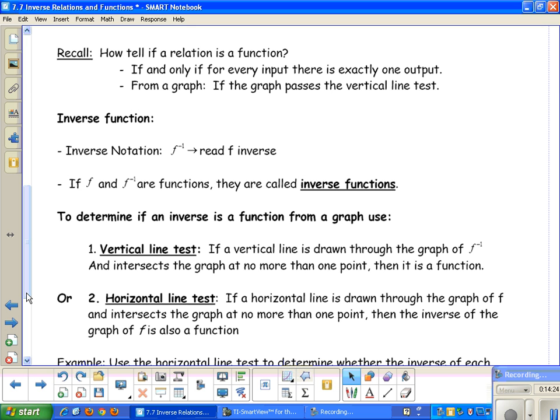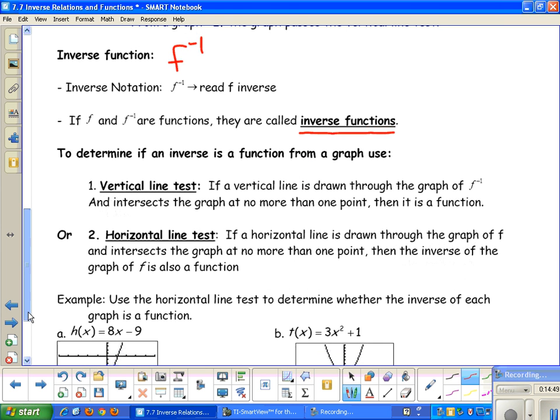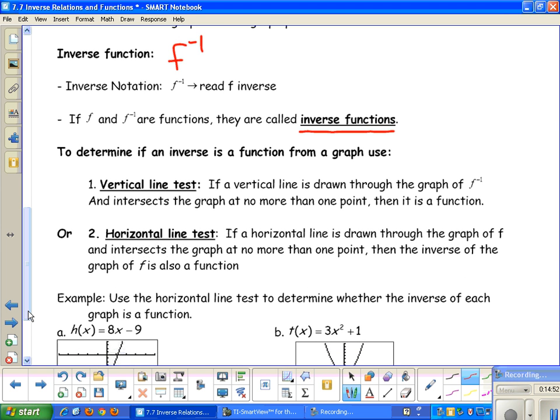Now we also have inverse notation. Notice it has the f and it looks like to the -1 power. That's not how we say it though. We call this f inverse. So if f and f inverse are functions, they are called inverse functions. To determine if an inverse is a function from a graph, we can use the vertical line test, or now we can use what I just showed you, which is the horizontal line test. If a horizontal line is drawn through the graph of f and intersects the graph in no more than 1 point, then the inverse of the graph of f is also a function.